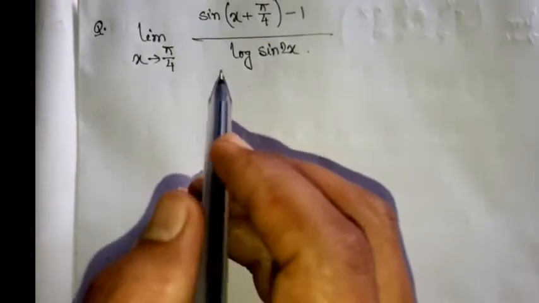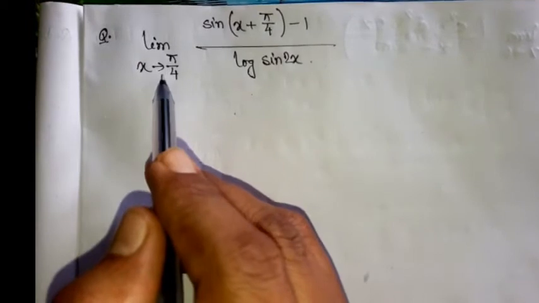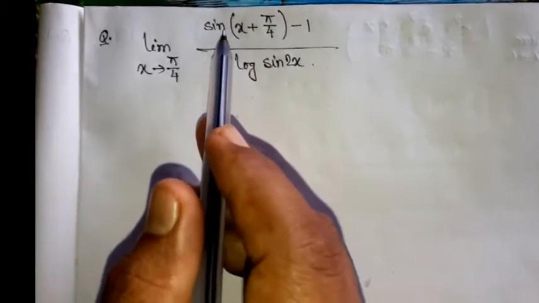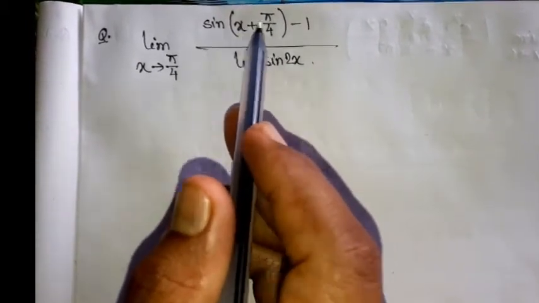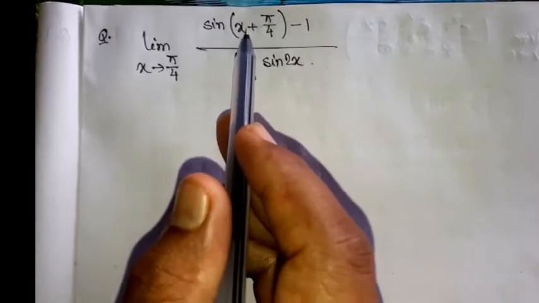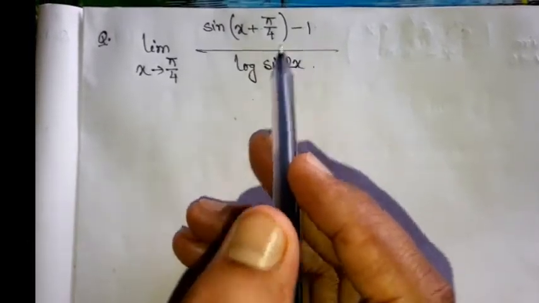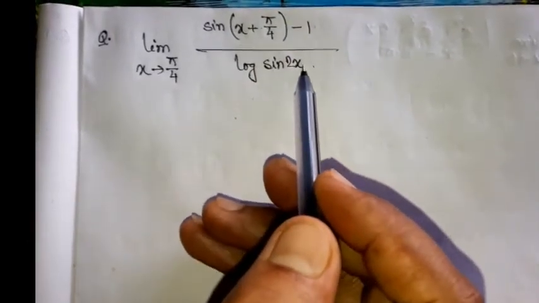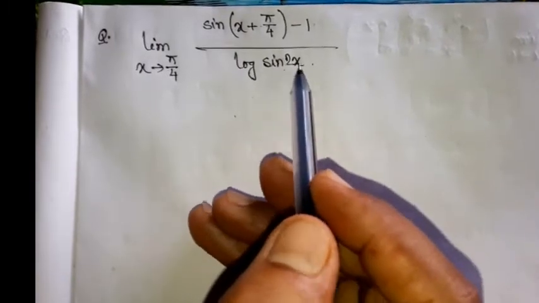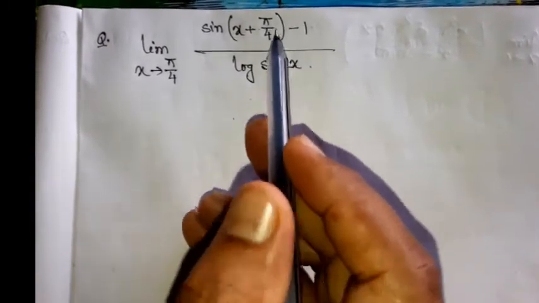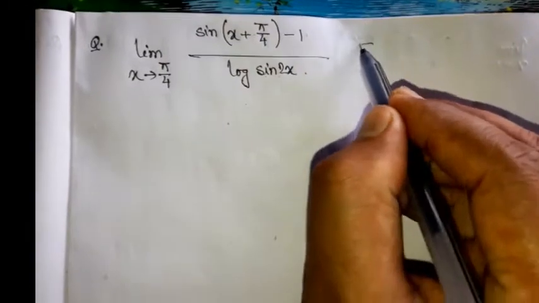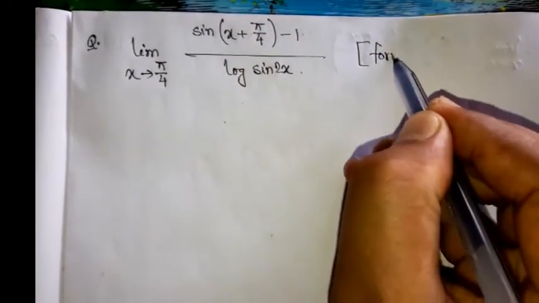For this problem, try to put x equals to pi by 4. Then this is sin of pi by 4 plus pi by 4, that means pi by 2. Sin pi by 2 means 1, 1 minus 1 is 0. So numerator 0, and denominator log of sin 2x. 2x means sin pi by 2, which means 1, and log 1 is 0. So it is the form 0 by 0.